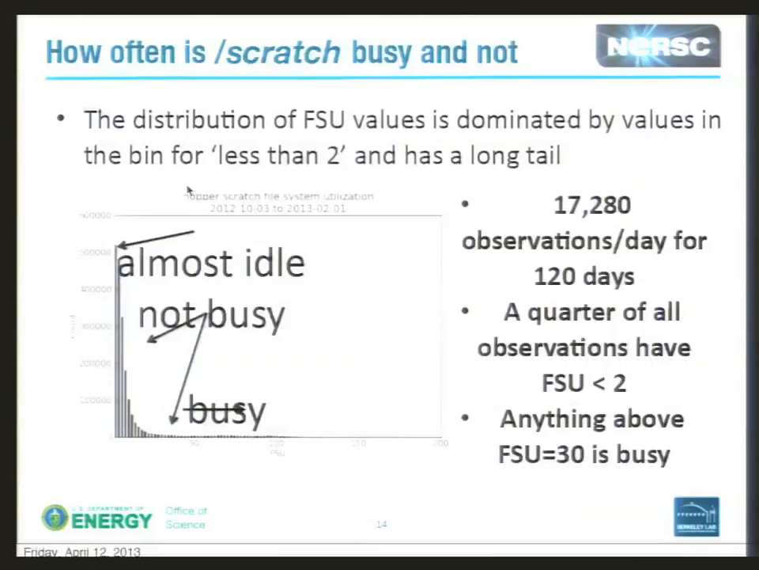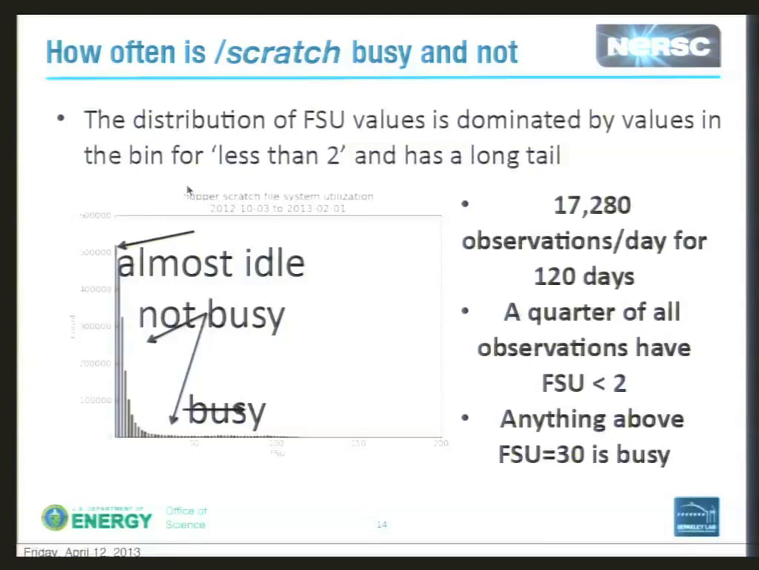So then how often does it happen? This is a histogram of all the samples, 17,000 samples a day over 120 days. Just put them on a histogram. The first bin is up to about 2% of your capability. Anytime you get above a value of around 30, the file system is actually running almost flat out.